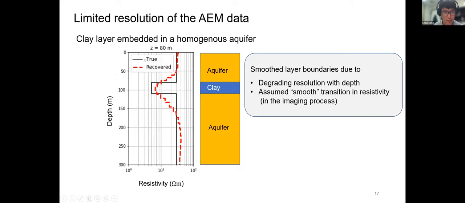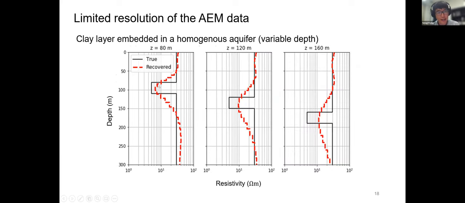So here's a simple example. Suppose we have a clay layer embedded in a homogeneous aquifer system. Clay is a conductor and the aquifer is a resistor in this case. So if you do an AEM experiment and do an imaging process, this red curve is what we can obtain. And this red curve can explain the observed AEM data. What we see is smooth layer boundaries. That's related to degrading resolution with depth, and also the assumption that we made that the resistivity values in the vertical direction are smoothly varying. And if I change the depth of the clay, the resolution gets worse and worse. That's what I meant by limited resolution of the AEM data. And again, that's another challenge that we're up against.